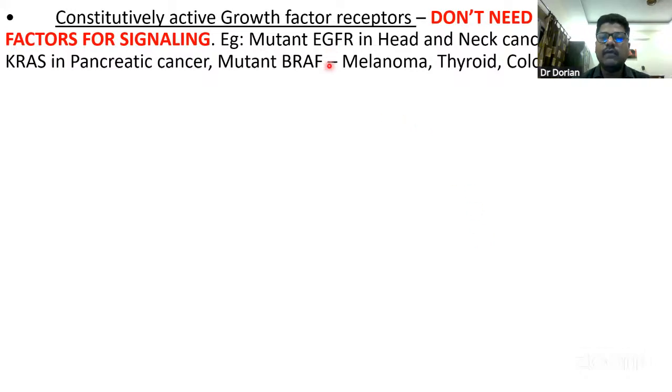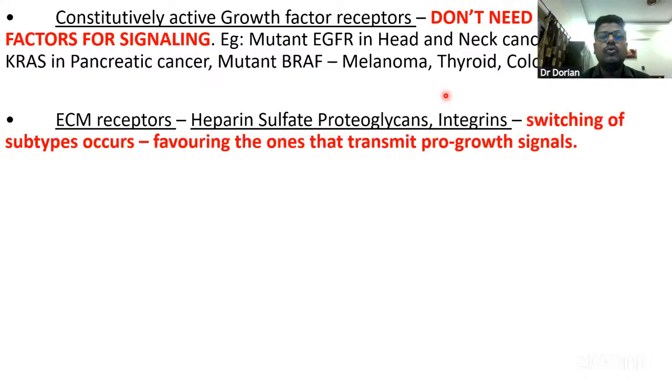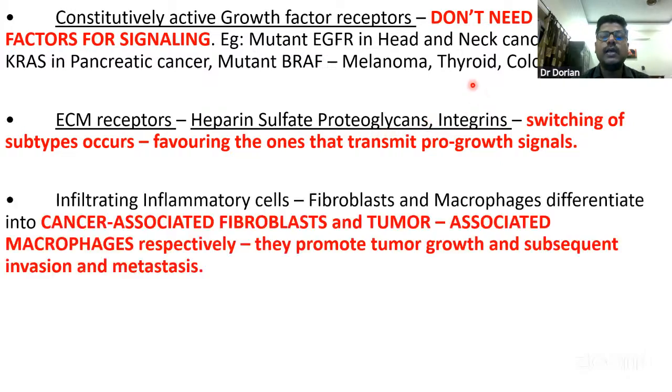Anything which has 3 components is liable to be asked as an MCQ. Melanoma, thyroid, colorectal have mutant BRAF. Extracellular matrix receptors like heparan sulfate, integrins, etc., have switching of subtypes which favor the ones that transmit pro-growth signals. So all these mechanisms are by which cancer cells have sustained proliferative signaling. They keep on dividing.